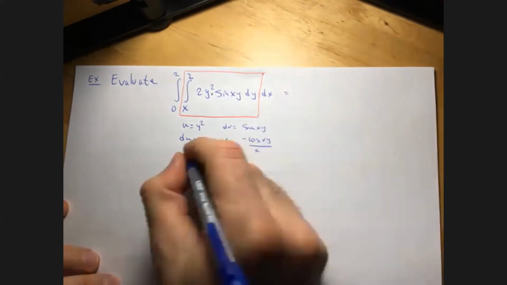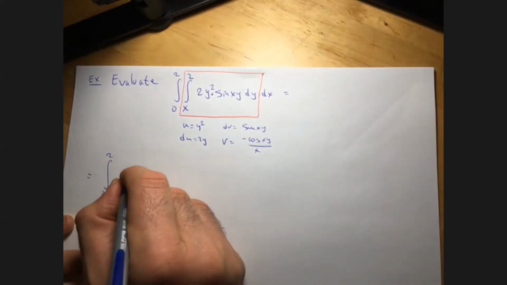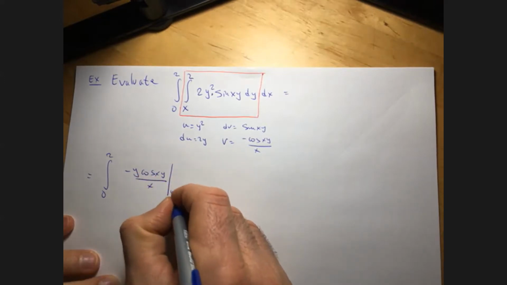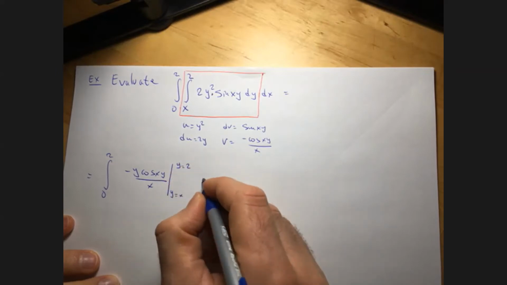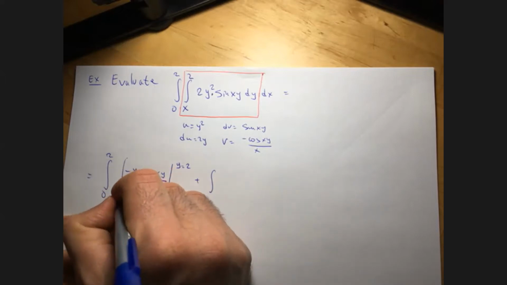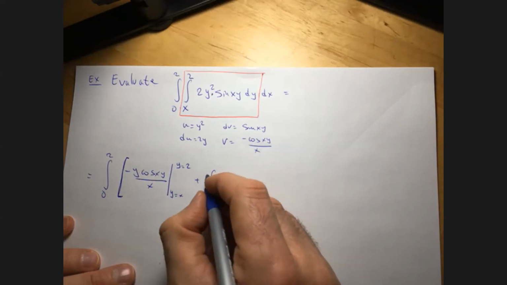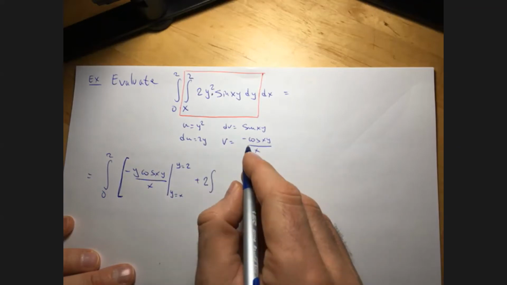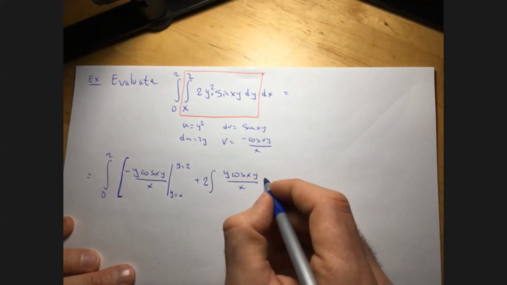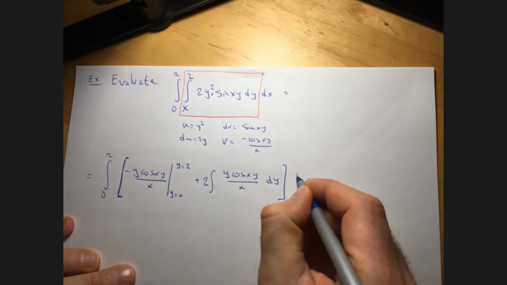So this here becomes the integral from 0 to 2, negative y cosine of xy over x, evaluated when y is x and y is 2, plus the integral, this is all inside, plus the integral of 2y cosine of xy over x dy, and then the whole thing dx.